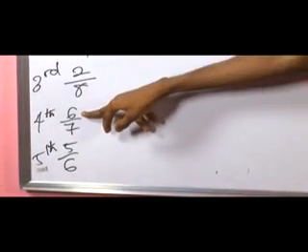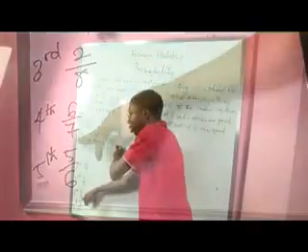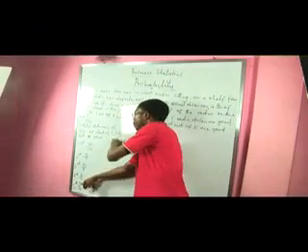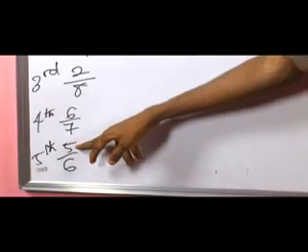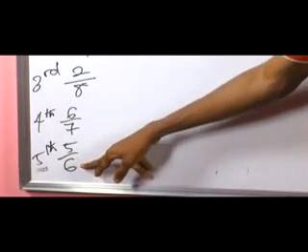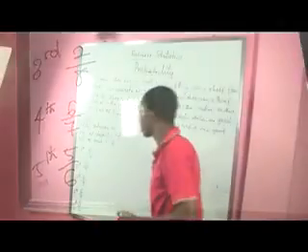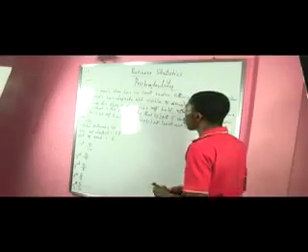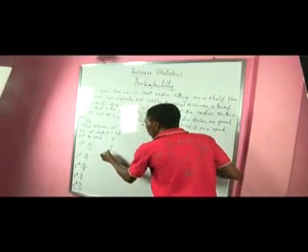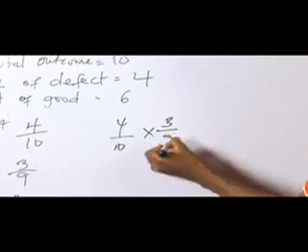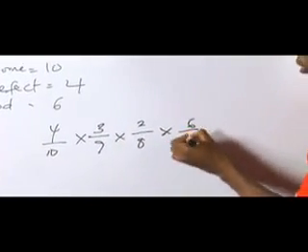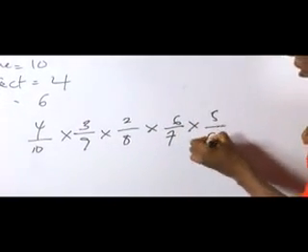Now he's picking a good one. The probability of picking a good one is 6 out of the remaining, which is what? 7. He's picking another good one, so this will drop to 5 out of the remaining total of 6. Now, to find the probability of considering 3 out of 5, it will be 4 over 10 times 3 over 9 times 2 over 8 times 6 over 7 times 5 over 6.